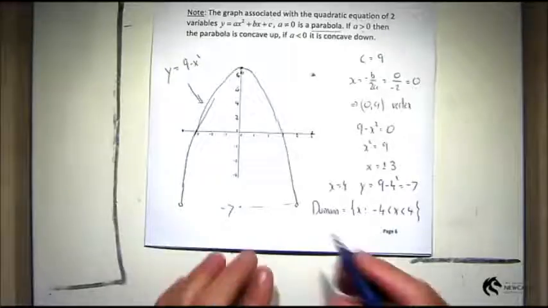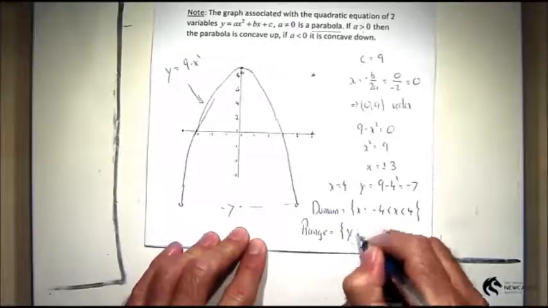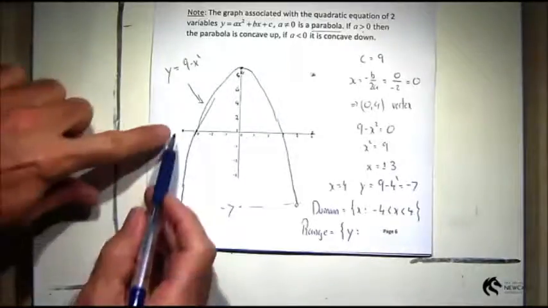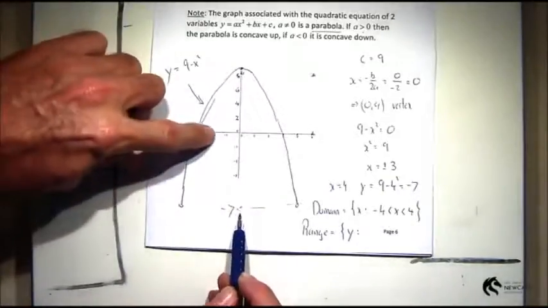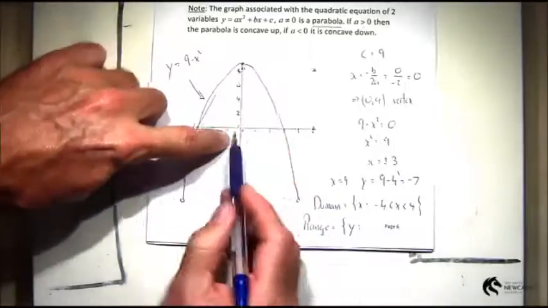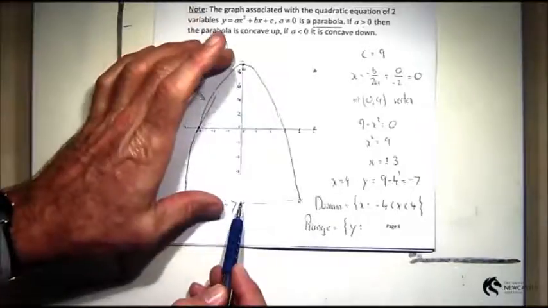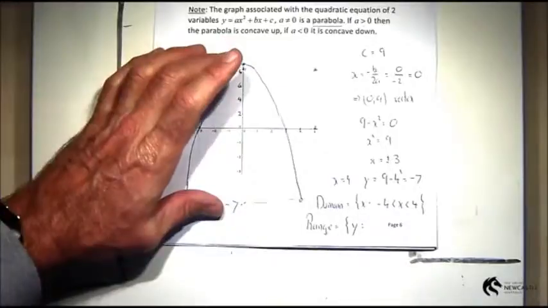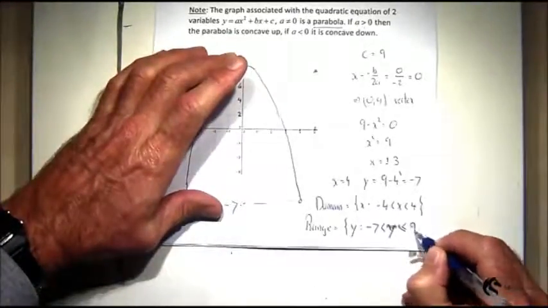The range, however, is the set of y values such that, now what y value do we get? Well, clearly when I started at minus 4, I started at y equal to minus 7. As x moved across, y moved all the way up to 9, and then as I came across here, y went back down to minus 7. So the y values that I actually see in my relationship always go between minus 7 and plus 9. So this will be minus 7 is less than y is less than or equal to 9.